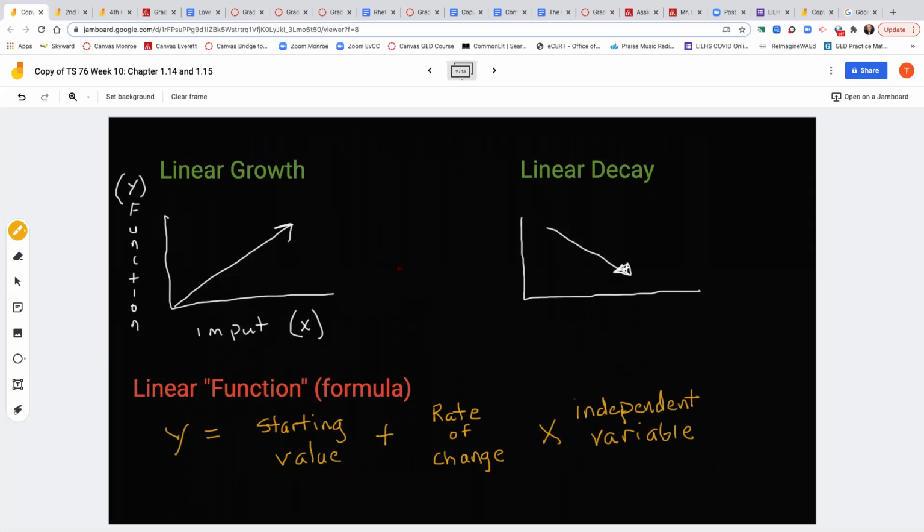So I'm going to give you a moment here to copy down what you see on the screen here. Give you about 30 seconds.